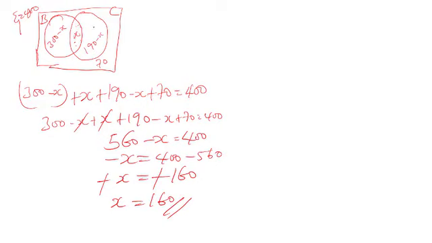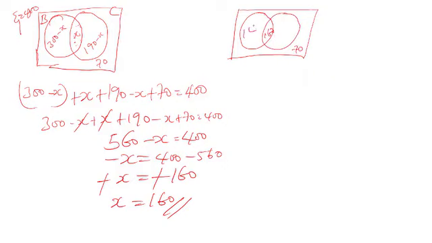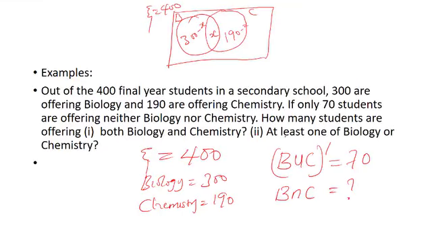So with this, the diagram can be redrawn as this. It's now this. This is 160. This is 70. Remember, here is 300 minus 160, so here is now 140. 190 minus 160, this is 30. Our universal set is still 400. Now look at how it looks. Very simple.